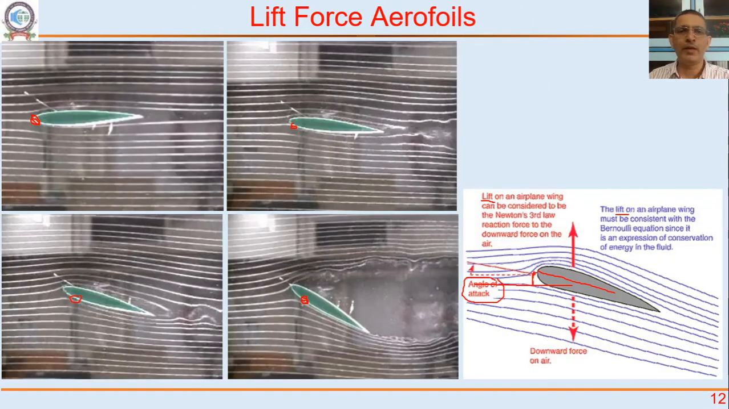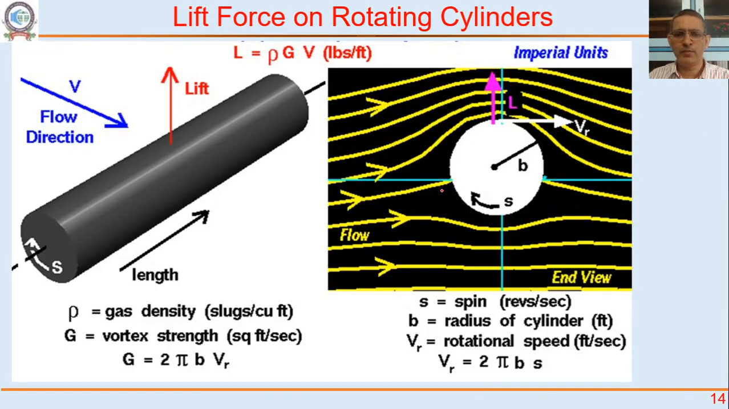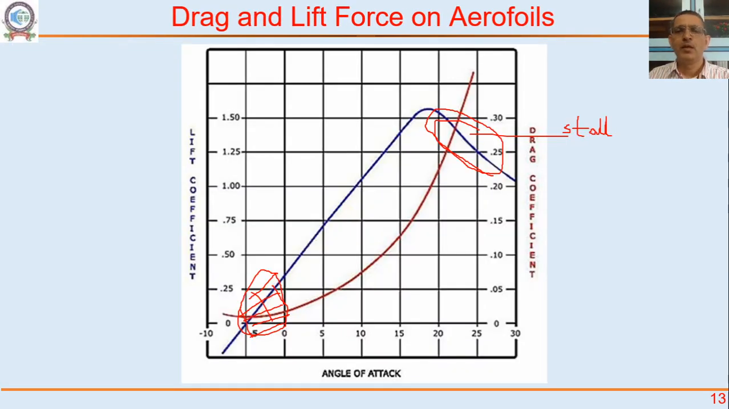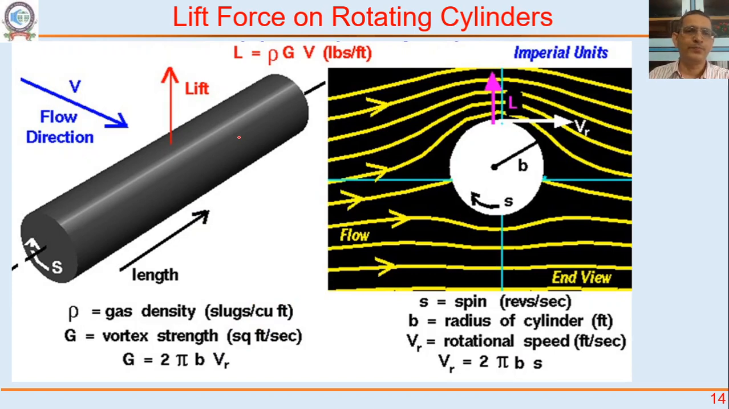Just one small point which I should mention. Another thing that happens is if the object is rotating. So imagine this is a cylinder, this is the flow. So it's a 2D phenomenon. We are looking at it from this angle. This is what we will see.